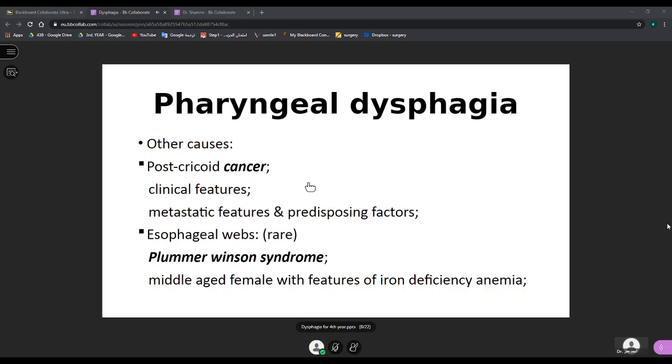There is also a very interesting condition that results in esophageal dysphagia, which is known as webs. By the way, webs do not only happen in the pharynx. They can happen in the pharynx, in the esophagus, or even lower down in the esophagus, very close to the stomach. When they happen in the upper esophagus, they result in a very characteristic clinical condition known as Plummer-Vinson syndrome, or Paterson-Kelly syndrome. I think you might have heard about this condition in your basic science lectures.